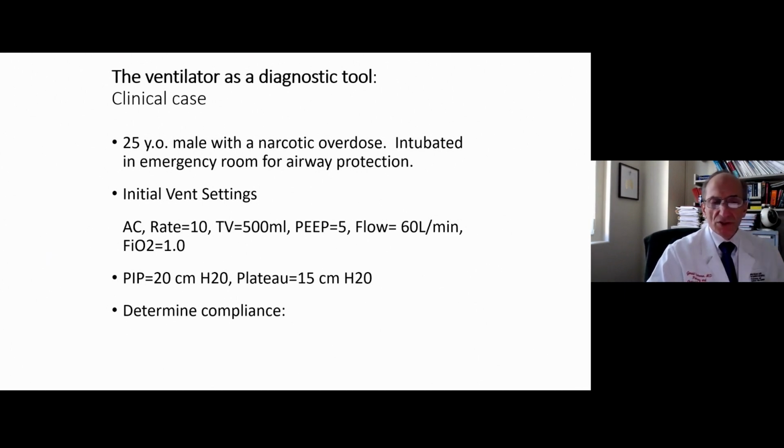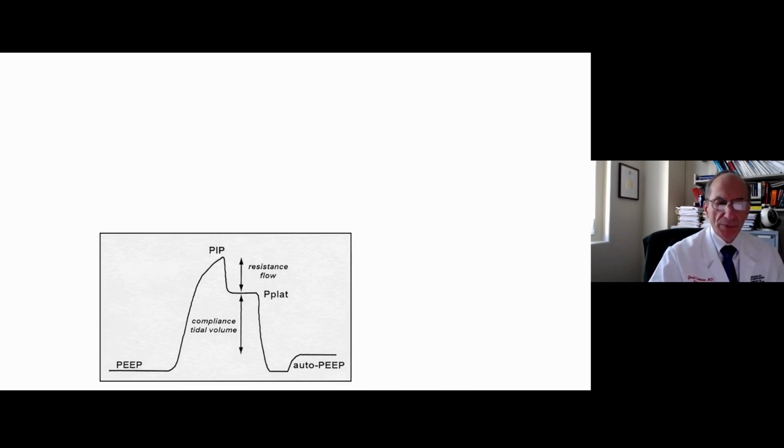If this is just a case of a 25-year-old with a narcotic overdose who's intubated for airway protection, his initial ventilator settings are on assist control with a rate of 10. His tidal volume is 500. We have a PEEP of 5 and a flow of 60 liters per minute. His FiO2 is 100%. He has a peak inspiratory pressure of 20 and a plateau pressure of 15. And we're going to talk about that in a second and measure his compliance.